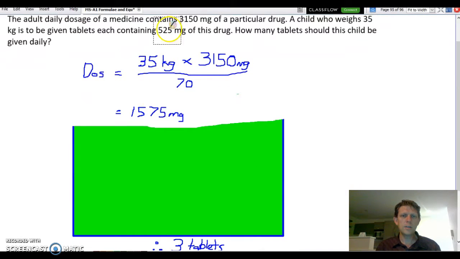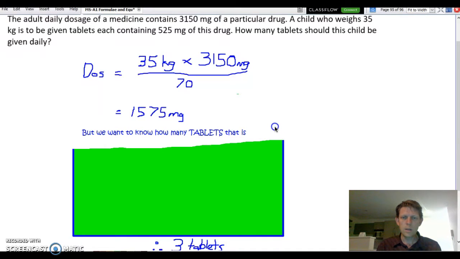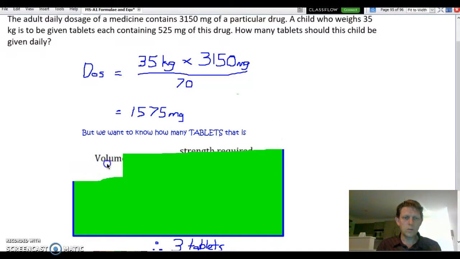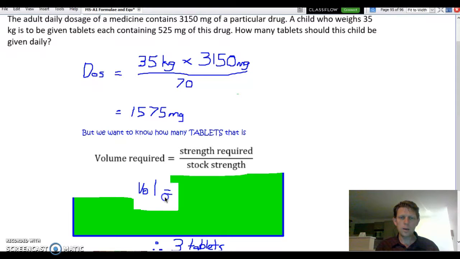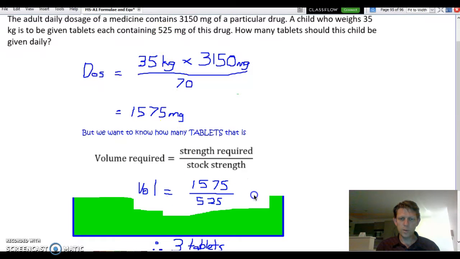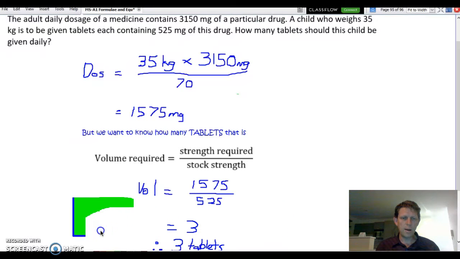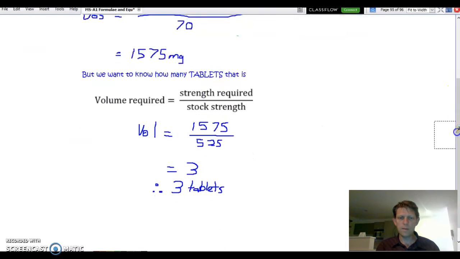The question says that each tablet contains 525 milligrams, so we need to work that out. We could use the unitary method as well, but in this case I just grabbed that formula we used: the volume required equals the strength required over the stock strength. We need to get 1,575 milligrams of the drug. Each dose contains 525 milligrams of the drug. So we just put those together and our answer is 3. And if I scroll down here, therefore 3 tablets to get that dosage.